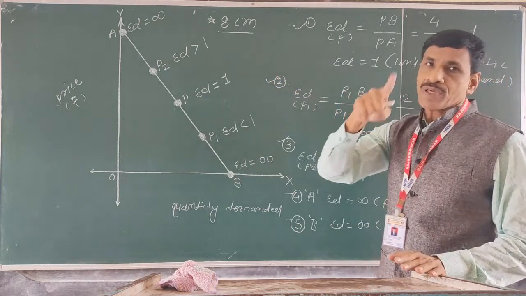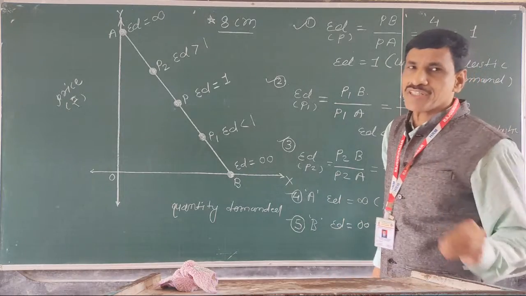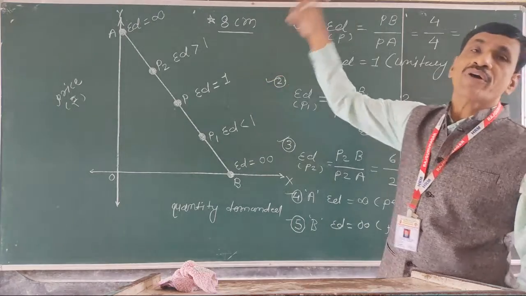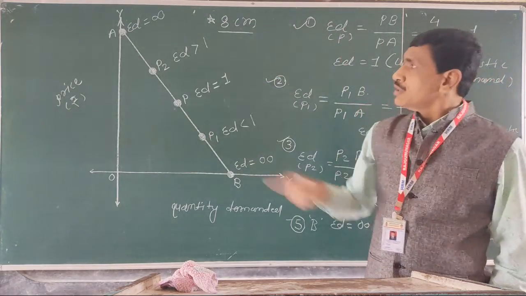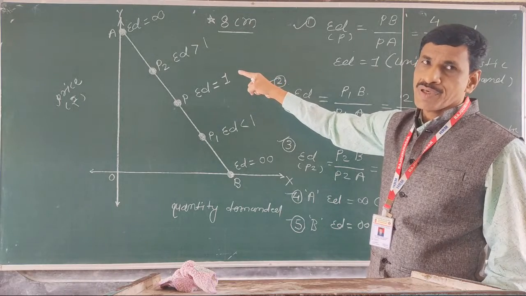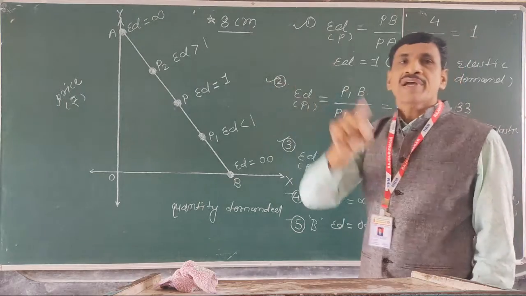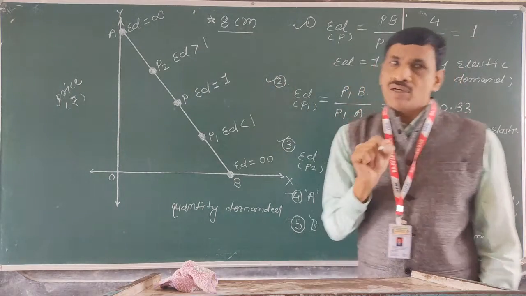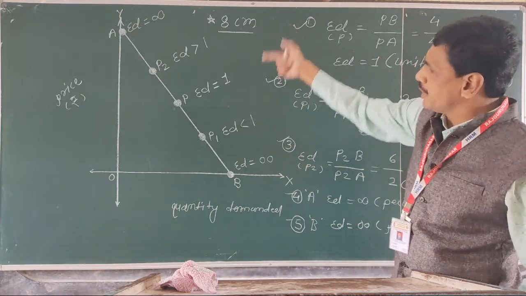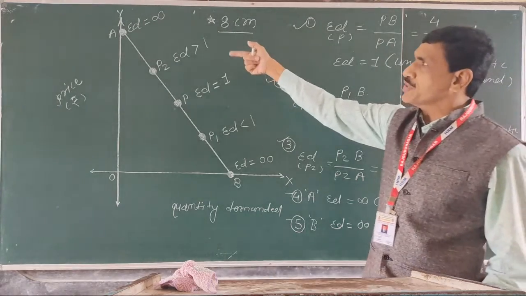So there are 2 types of measurement of elasticity of demand with the help of the point method. You have measured the first type with the help of a linear demand curve, and the next one is the non-linear demand curve. In the linear demand curve, it can be explained with the help of this formula.